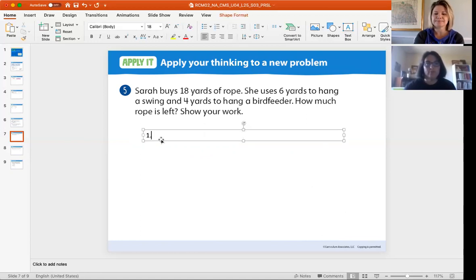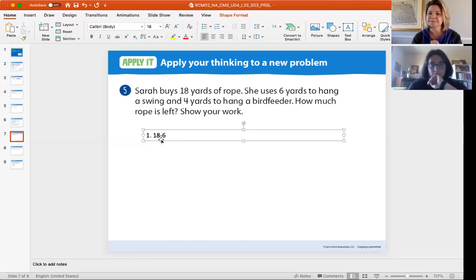So I am going to put a number 1. Okay, let's think about what we know. We know that Sarah buys 18 yards of rope. So how much rope does she have right now? 18. She has 18 yards, right? Yep. What's the first thing she does? She uses 6 yards to hang a swing. Okay, so did her rope get bigger or smaller? Smaller, right? Yep. Okay, smaller. So the first step is 18 minus 6.